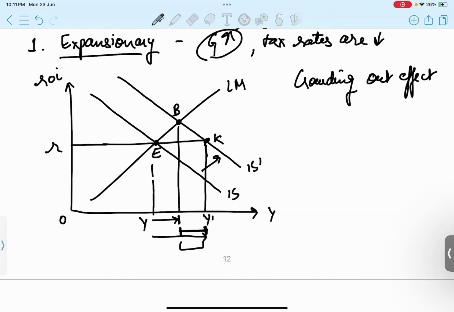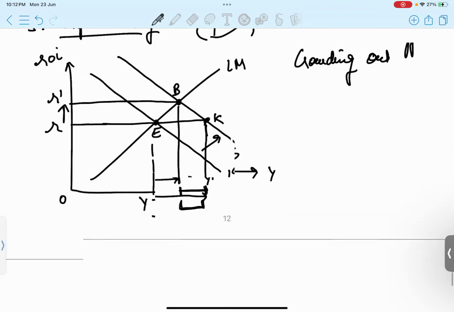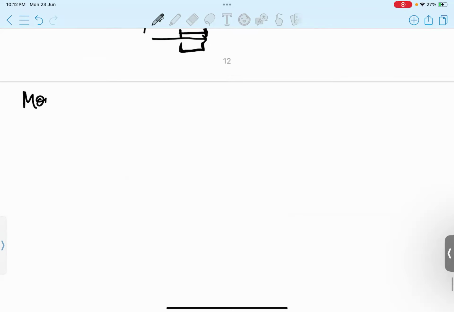This portion is crowded out because the increase in government expenditure leads to an increase in the rate of interest. Because the rate of interest increases, that will reduce private sector investment, and because of that reduction in private sector investment, we are limited only up to point B, and the GDP grows only up to point Y double dash. So this is the policy impact. Now we can take up the effectiveness of monetary policy.